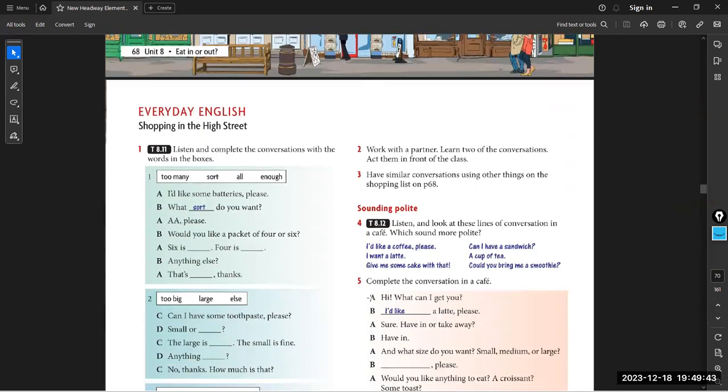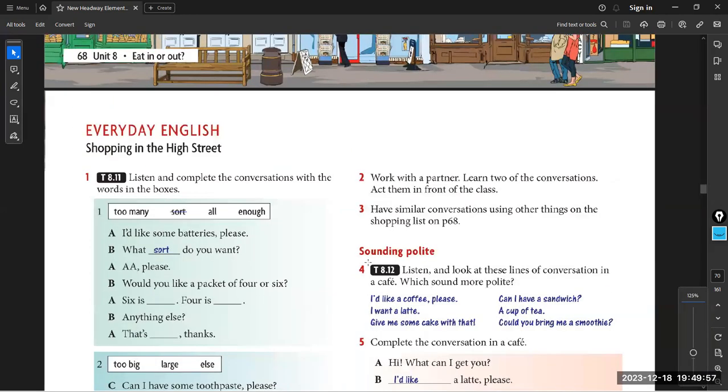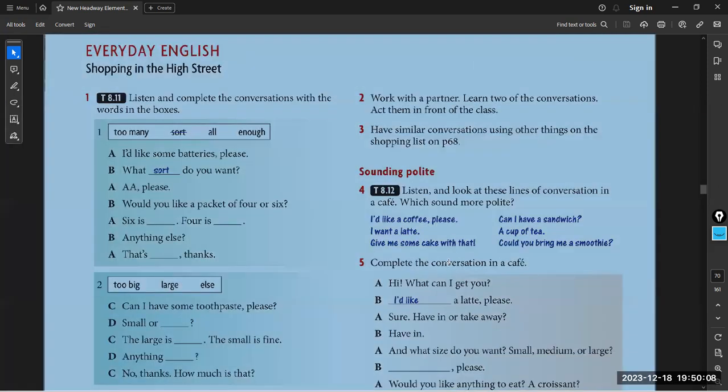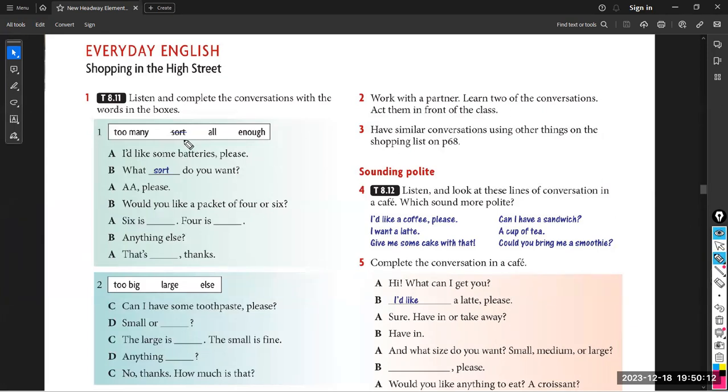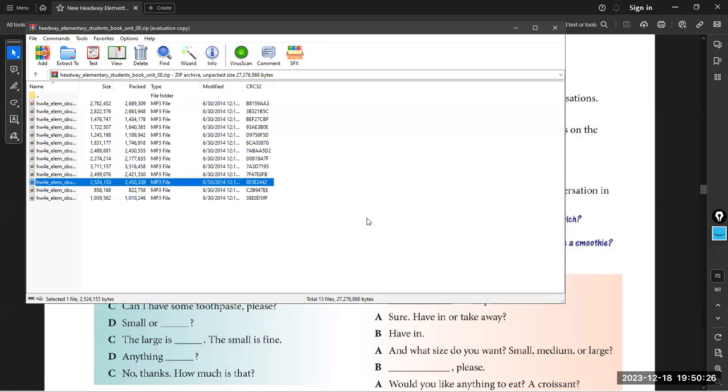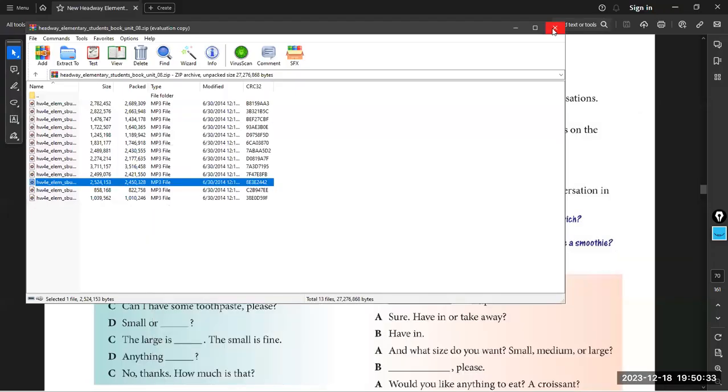Okay. So we're still talking about everyday English, and it is about shopping in the high street. So we have an exercise here, guys. We have to listen to this recording and fill the words in the blanks. So the recording is 8.11. Let me play the recording. Let's listen. Because guys, here we have too many, sort of, kind of, all, enough. Okay, let's listen to 8.11 and fill the blanks. Tape script 8.11. Okay, so let's listen carefully.